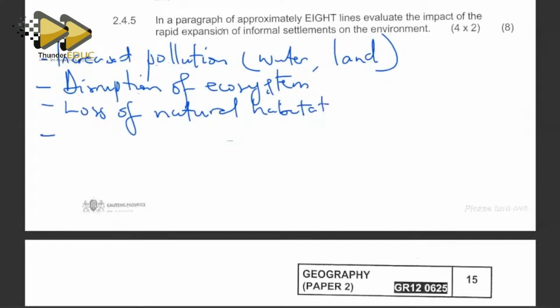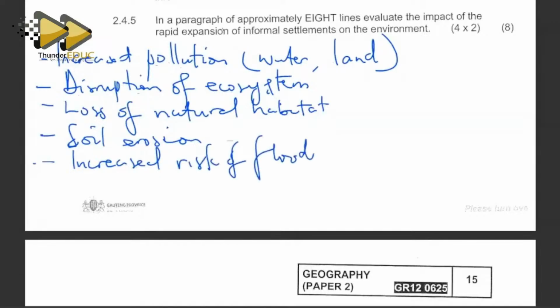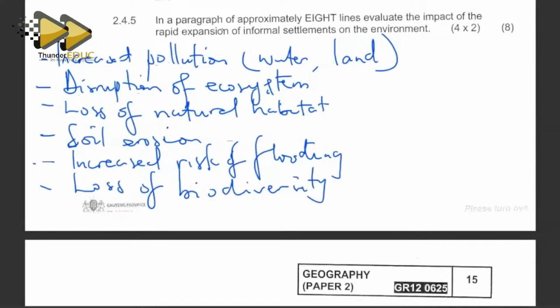Then we can also talk of other aspects like the problem of soil erosion, which is exacerbated by continued expansion of informal settlements. Then we can also look at increased risk of flooding. Other aspects like loss of biodiversity. Those are some of the impacts, mainly on the natural environment.